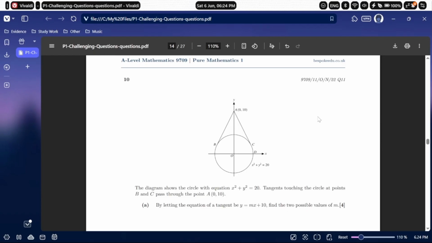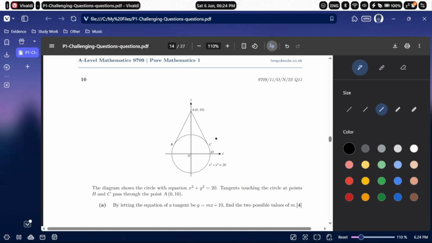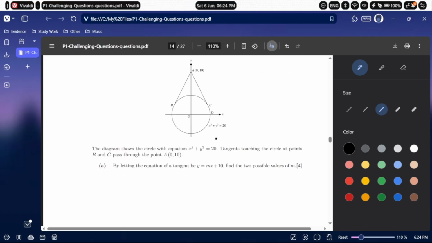So the diagram shows a circle with this equation. You have tangents touching the circle at points B and C. By letting the equation of a tangent be this, you have to find the two possible values of m. So basically, the tangent equation is intersecting the circle at only one point. So you could start by finding out the equation of the intersections. That's pretty simple. You just input this equation over here into y square.